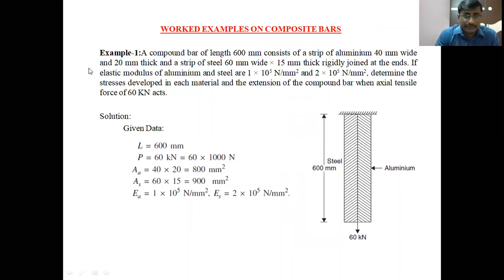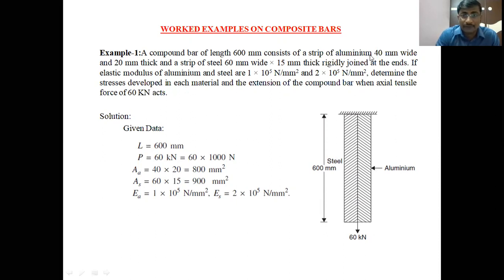So first example 1. A compound bar of length 600 mm. This compound bar has how many materials? Two materials are connected parallelly. One is steel, another one is aluminum. Those two materials have the same length initially. How much length? Initial length is 600 mm.